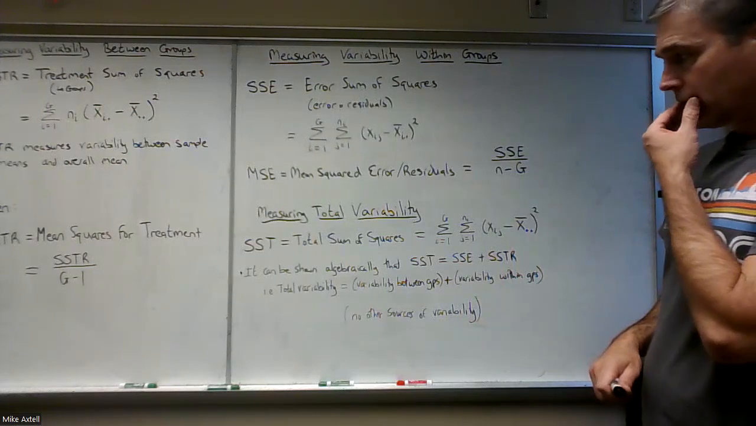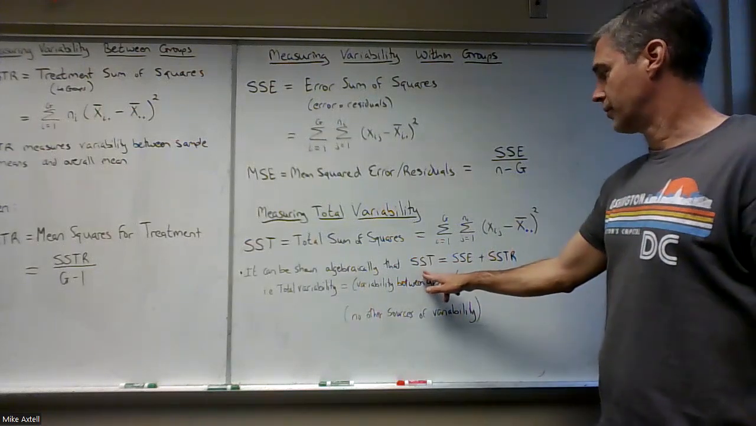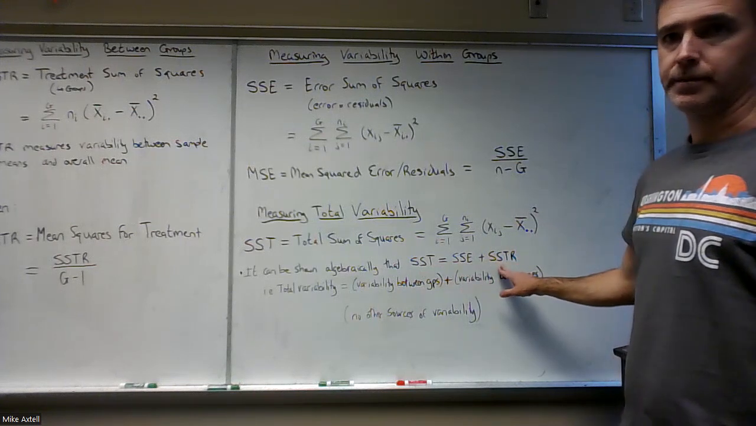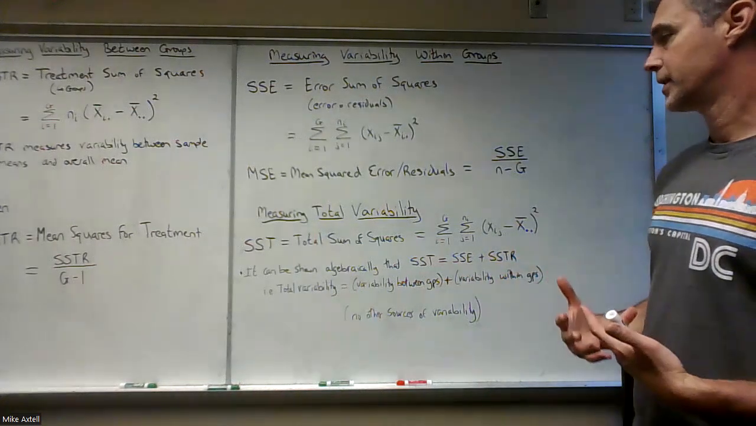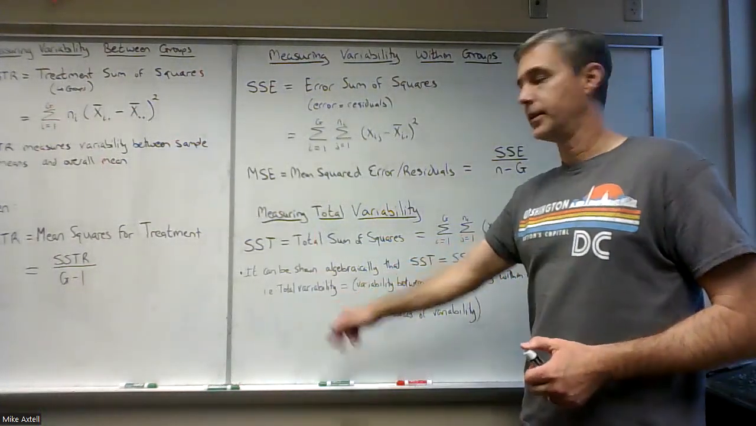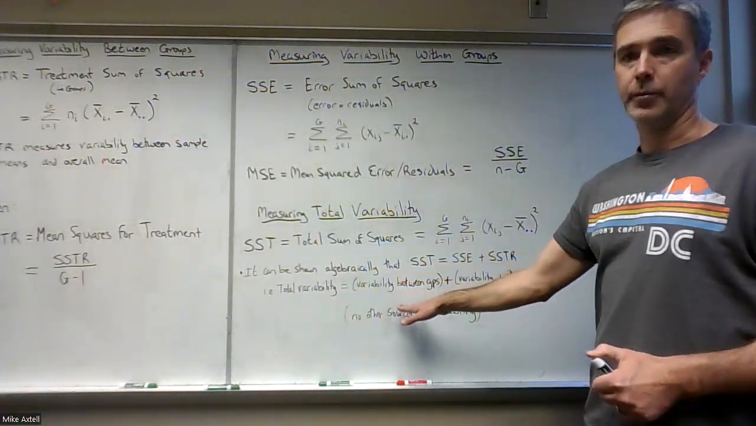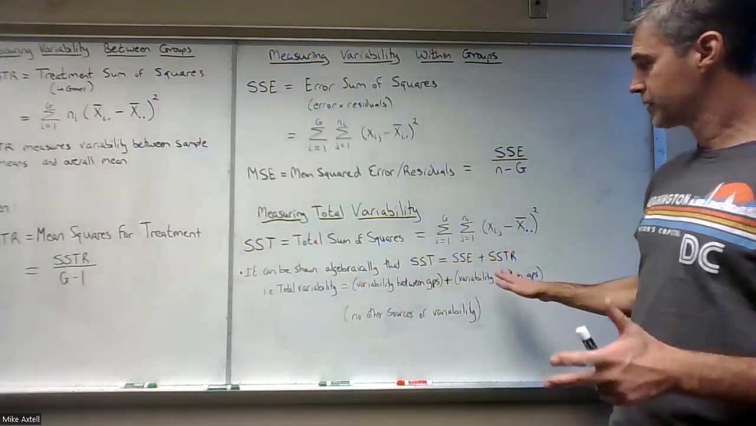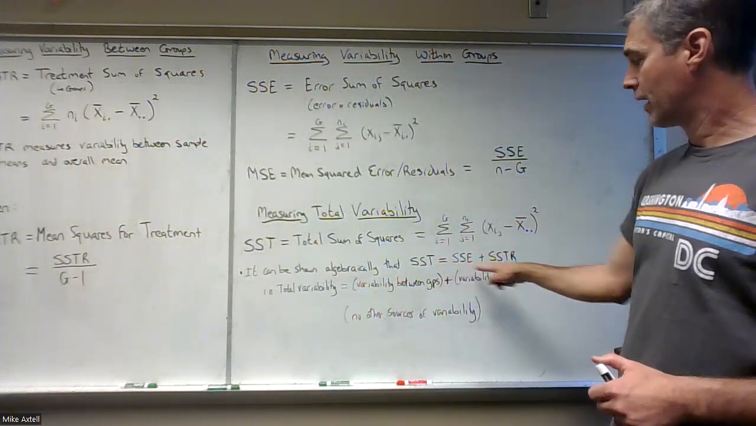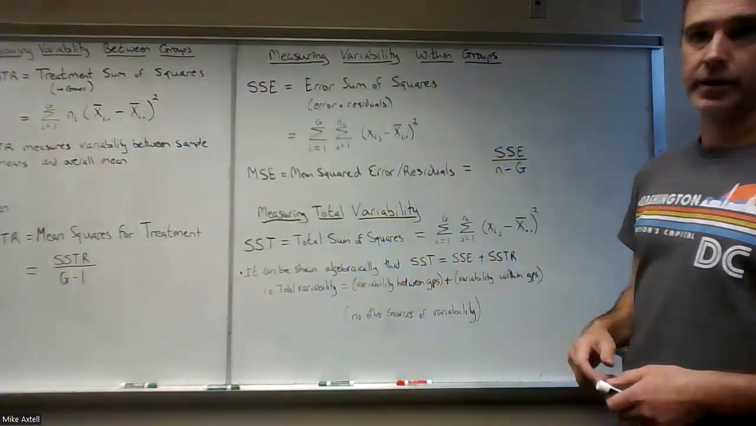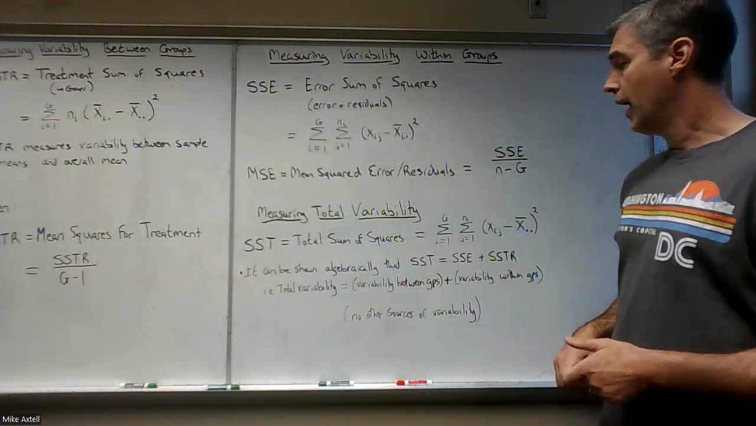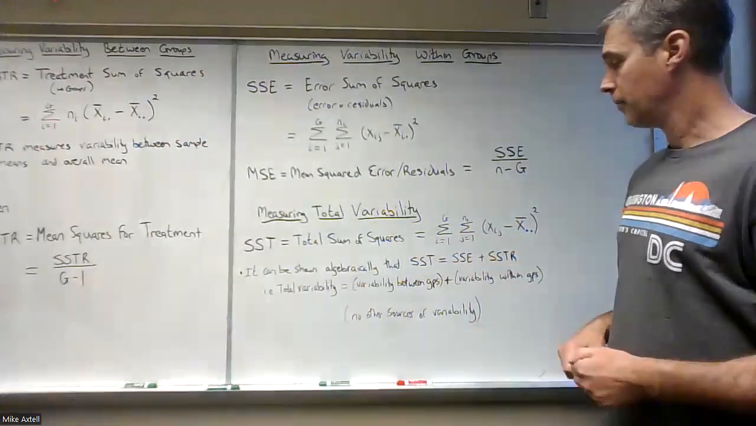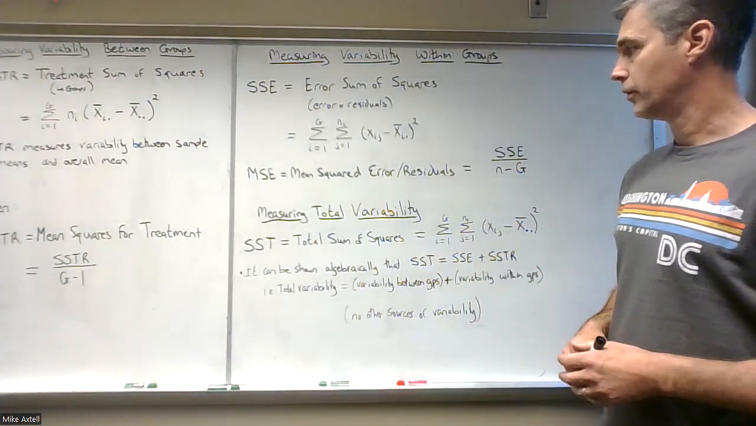And we can show algebraically that the total sum of squares is equal to the error sum of squares plus the treatment sum of squares, which heuristically should make sense. The total variability in the data is either from the variability between the groups plus the variability within the groups, okay? And we could actually grind through this expression algebraically, which we probably will do. And that's all the variability there can be. Either it's between the groups or it's within the groups, okay? So that's all the variability we've got.